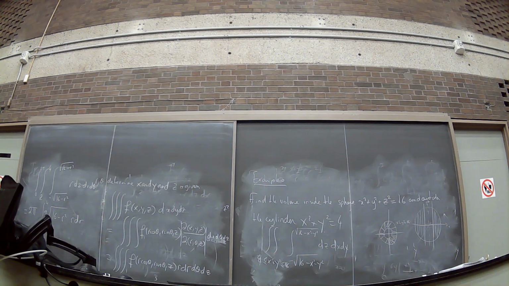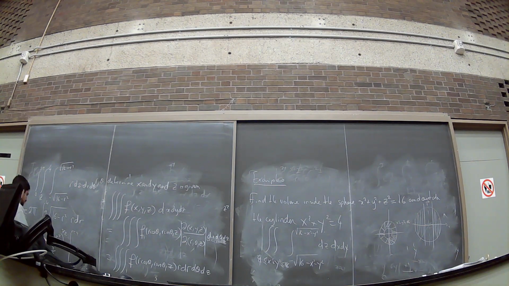2 pi, 3 halves, and then what do you do? Divided by 3 halves, minus, from r is equal to 4 to r is equal to 2.